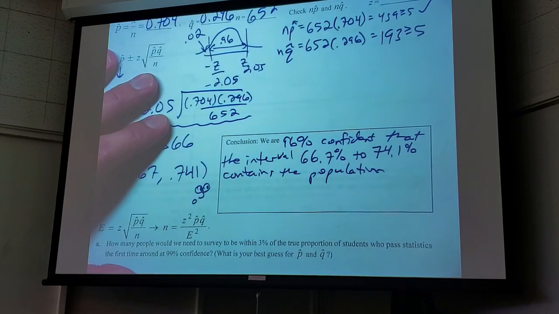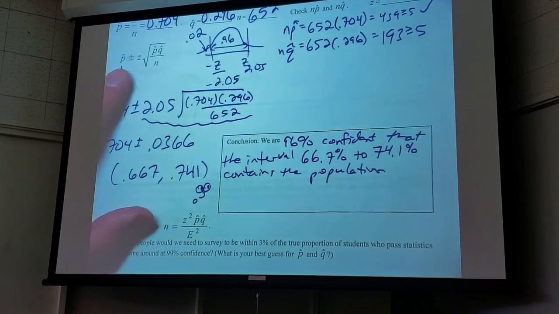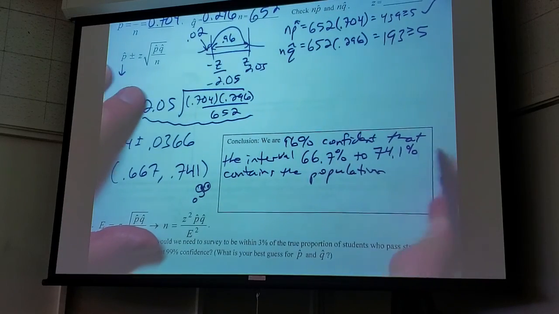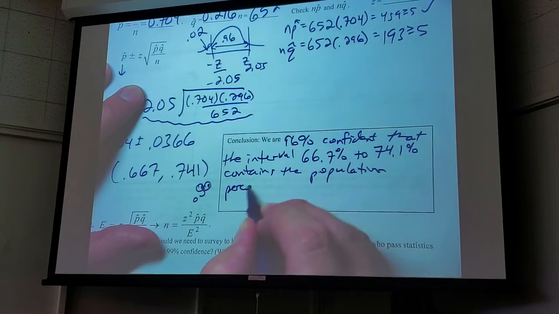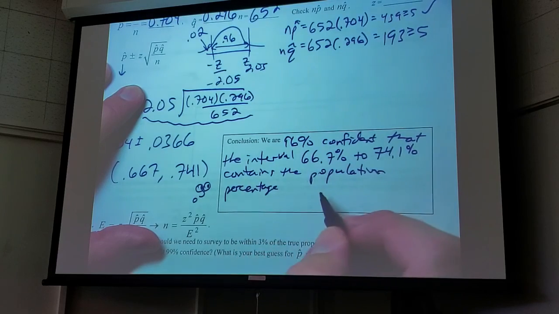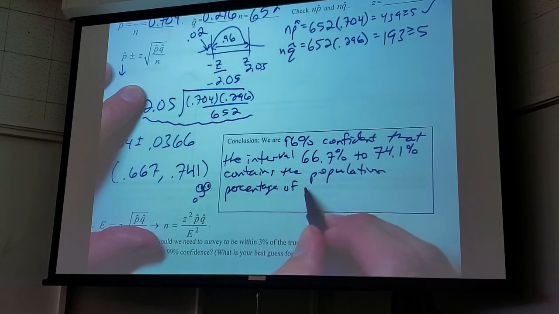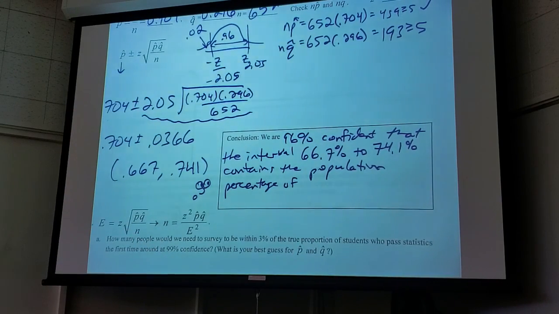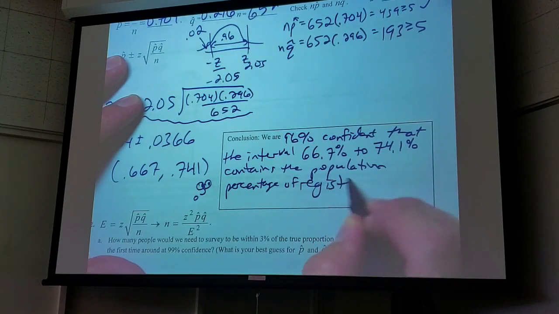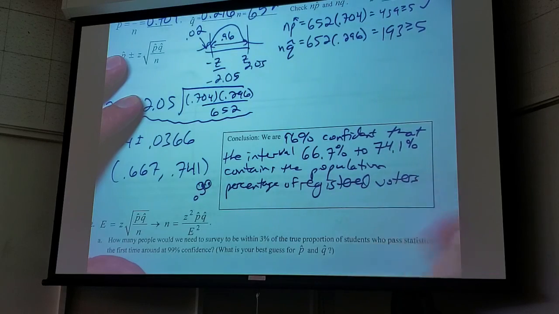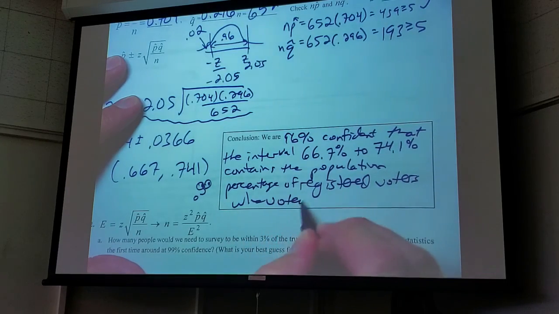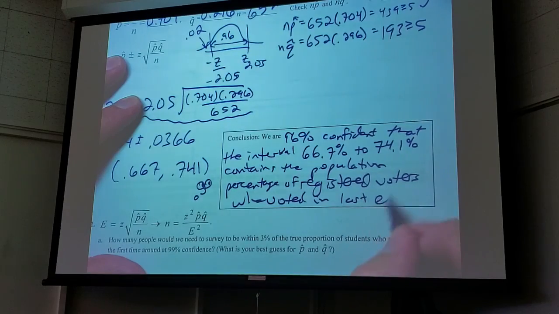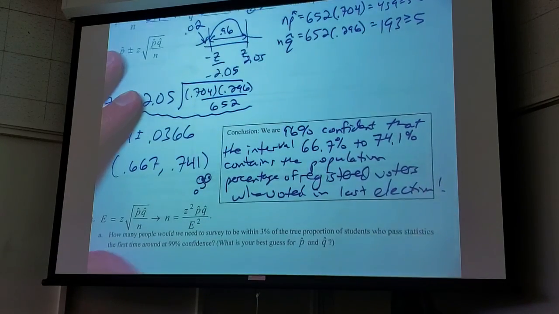This is all about percentages, right? So it contains the population percentage of what? Of who that did what? Of registered voters who voted in the last election.